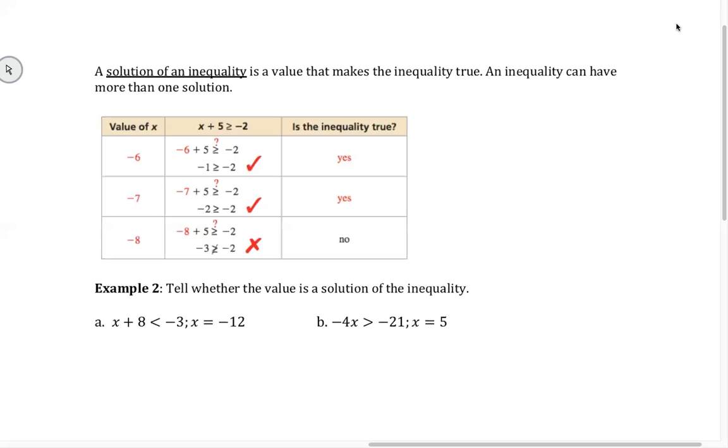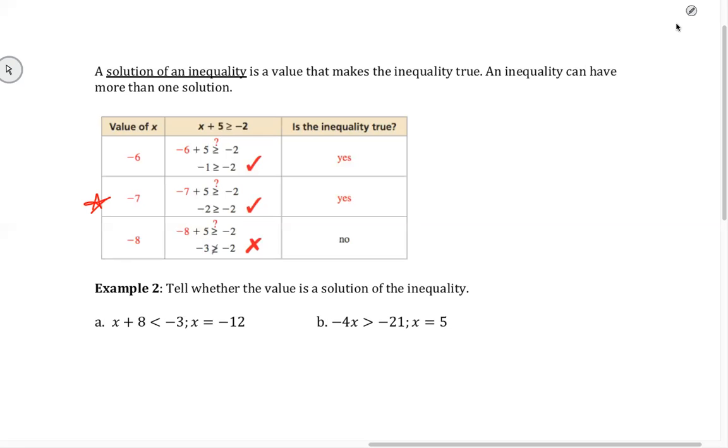So here, a solution is a value that makes the inequality true. Up here we have x plus 5 is greater than or equal to negative 2. And I'm asking, is negative 6 a solution? I would plug in negative 6: negative 6 plus 5 is greater than or equal to negative 2. Negative 6 plus 5 is negative 1, and negative 1 is bigger than negative 2, so we're good. Now, the middle one is the key here.